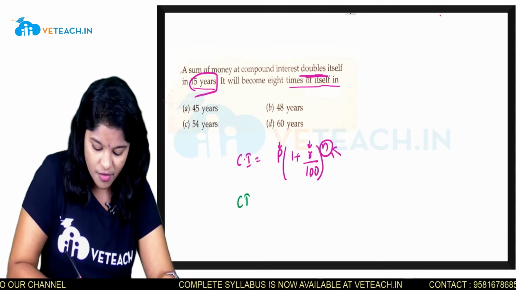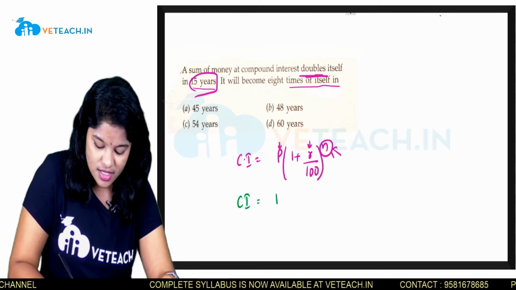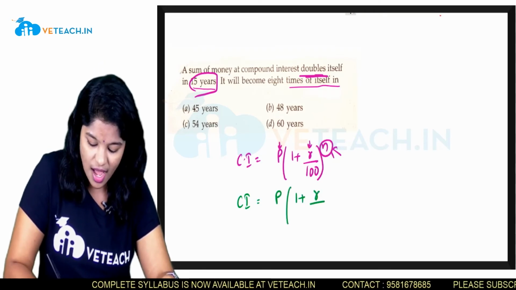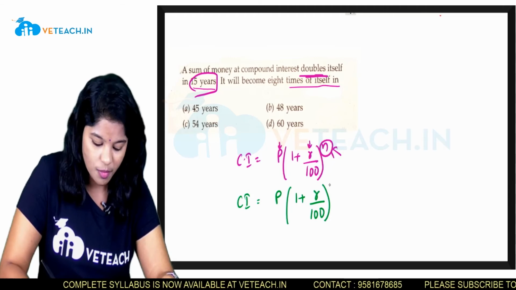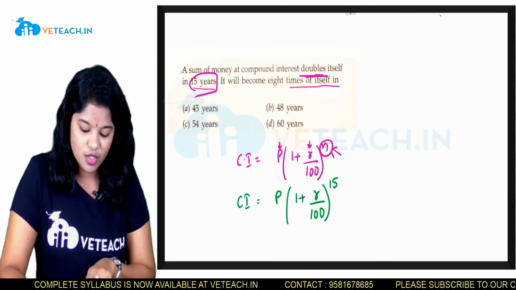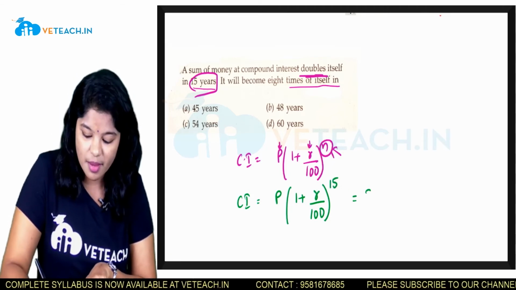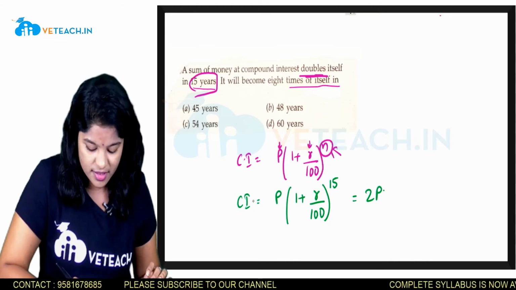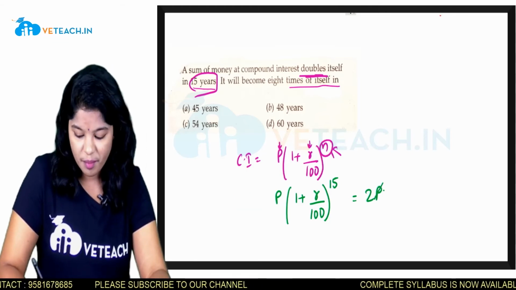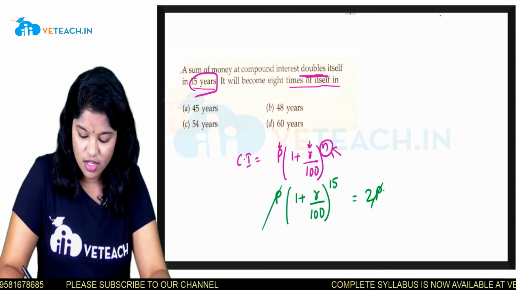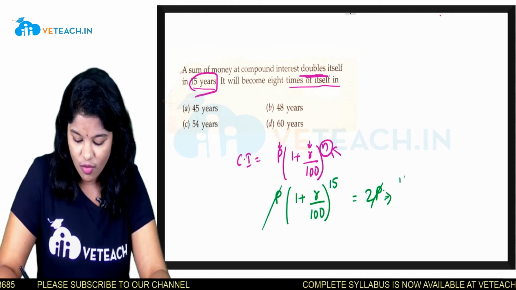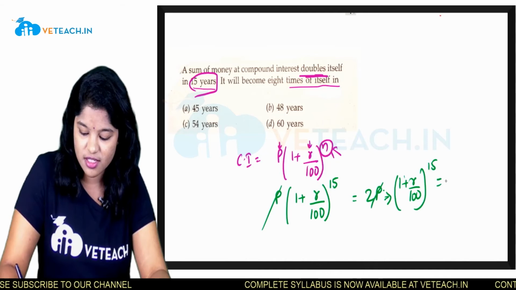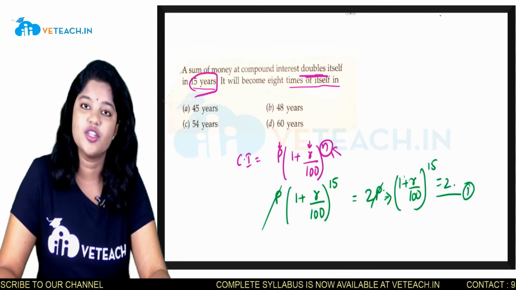So now compound interest is equal to principal amount P into 1 plus R by 100 whole power 15. So in 15 years what will be the amount? It will double. So it will become twice, so 2 into P. Okay. Now P gets cancelled. So we will get 1 plus R by 100 whole power 15 is equal to 2. Let it be equation number 1.